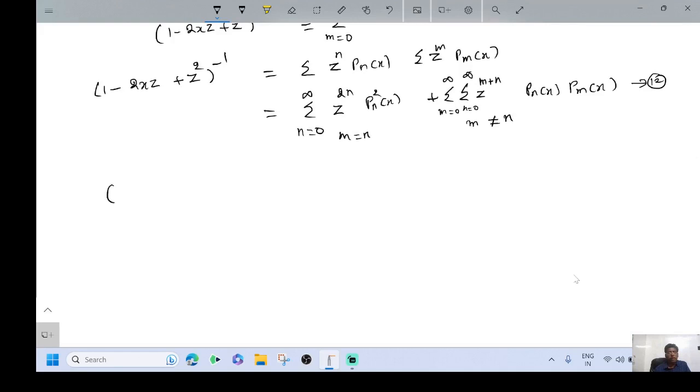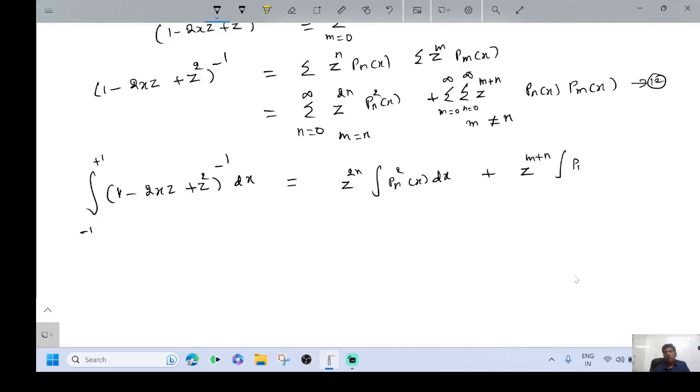Just integrate this equation 12. The integral of 1 minus 2xz plus z square to the power minus 1 into dx, going from minus 1 to plus 1, is equal to the sum over n equal to 0 to infinity of z power 2n into the integral of pn square of x into dx, plus the sum of z power m plus n into the integral of pn of x into pm of x, where m not equal to n, where m is equal to n, equal to 0 to infinity.